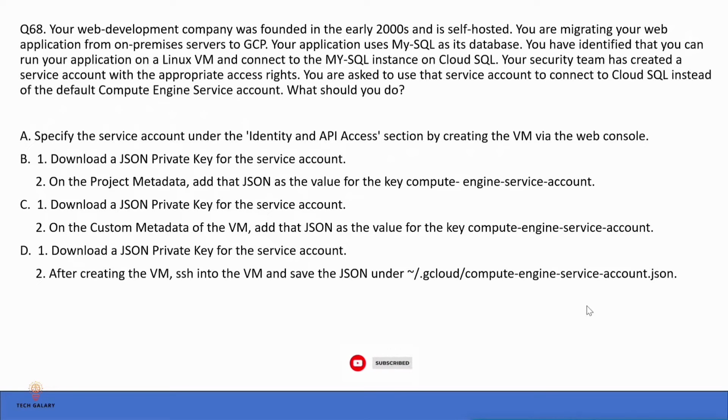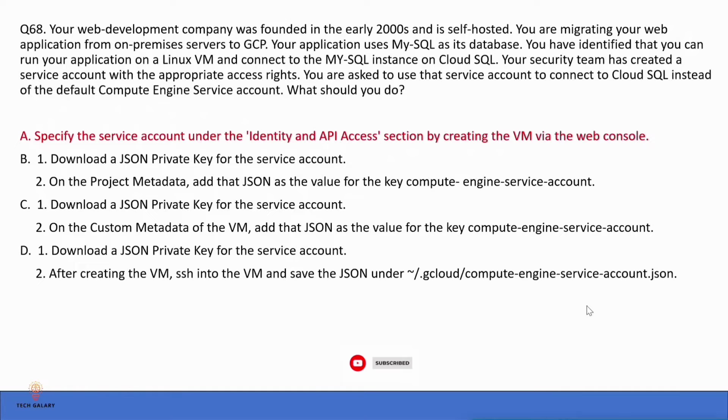These are the options available. Now let's take a look at each of these options. Option A, specify the service account under the Identity and API Access section by creating the VM via the web console. This option is correct because assigning the service account to the VM will automatically allow applications running on it to use the application default credentials without the need for any further configurations.